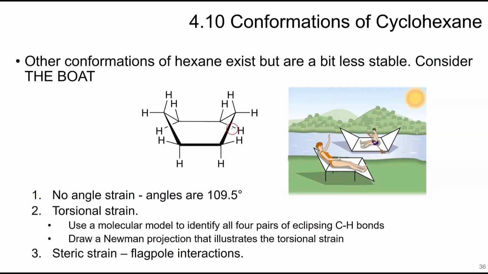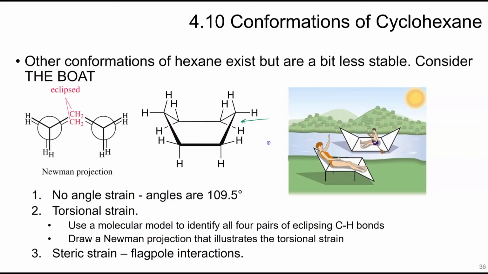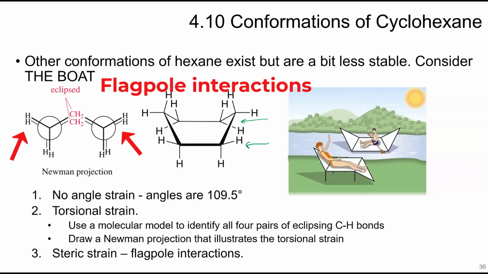This is one of them, which is the boat. And you can see why it looks like a boat here. The two corners are tipped up, but if we look down the Newman projection this way, we do have some eclipsing there. This one has no angle strain, and you can look at the different interactions here. So this is the boat, which is less stable than the chair. It's got these flagpole interactions.